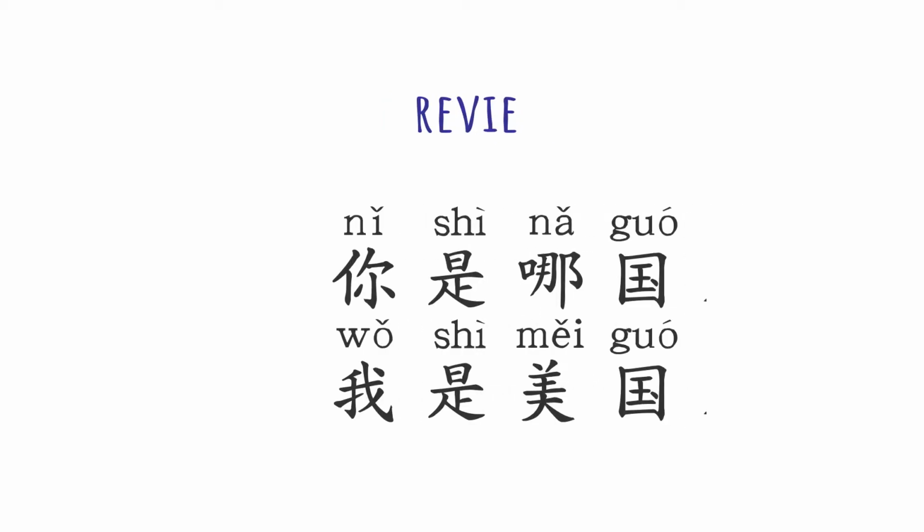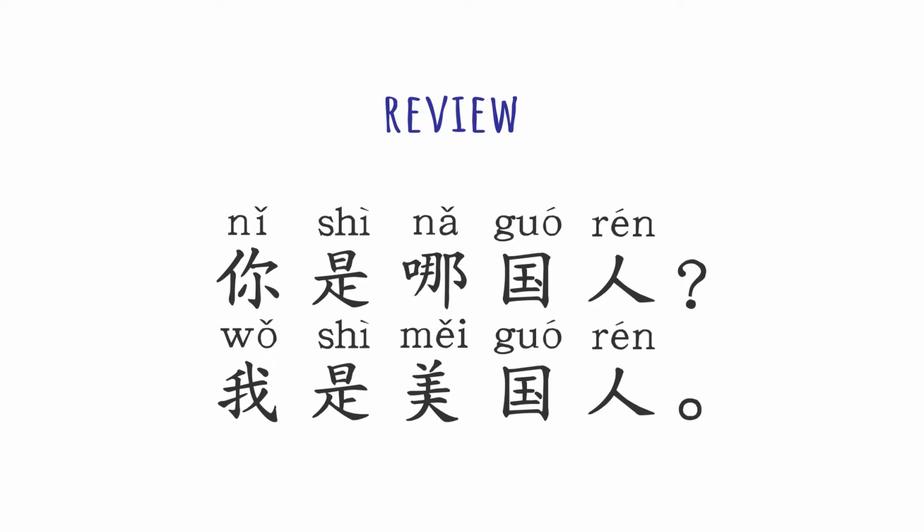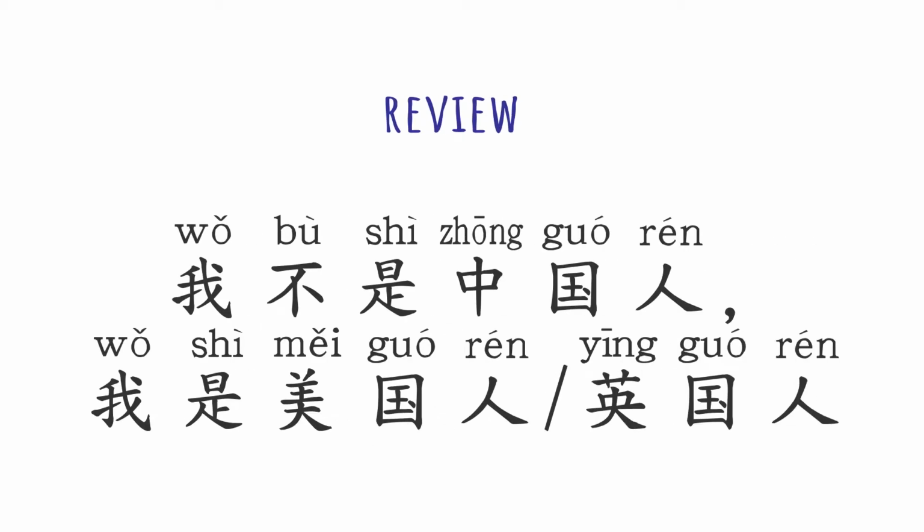Let's see the next one. 我不是中国人，我是美国人。Okay, so now let's read it one more time. 我不是中国人，我是美国人。I'm not Chinese, I am American. 我是英国人。So 英国 England plus 人 means English. Okay, let's see the next one.